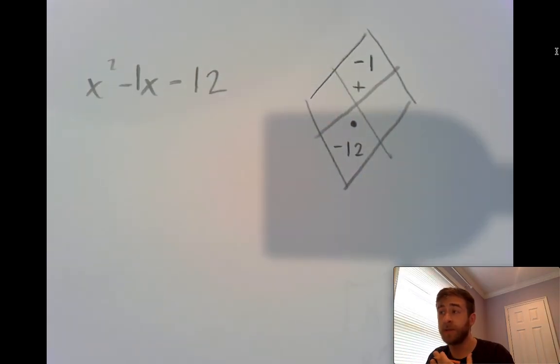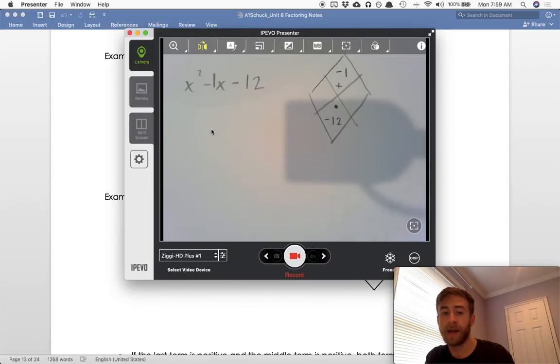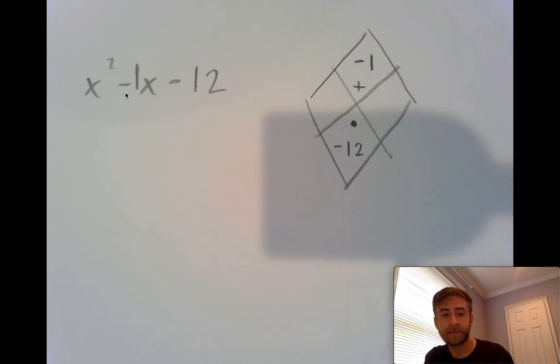And this is the strategy you get to use for factoring when it is a trinomial with three terms, an x squared, an x, and then just a constant. You get two numbers that multiply to make the final term, and the same two numbers also need to add to make the x term.